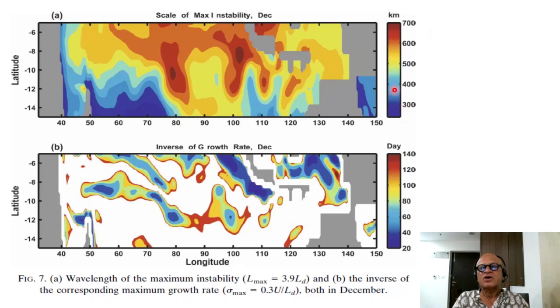So here it's looking at scale of maximum instability in December. So that's of this order here, orders 500 to 700 kilometers, which is typical of a Rossby wave scale in the ocean at these latitudes. The latitude dependence is very important, and it's picking inverse of the growth rate.